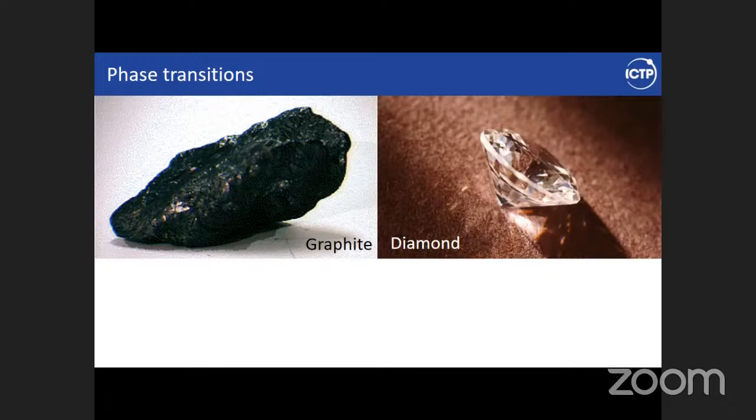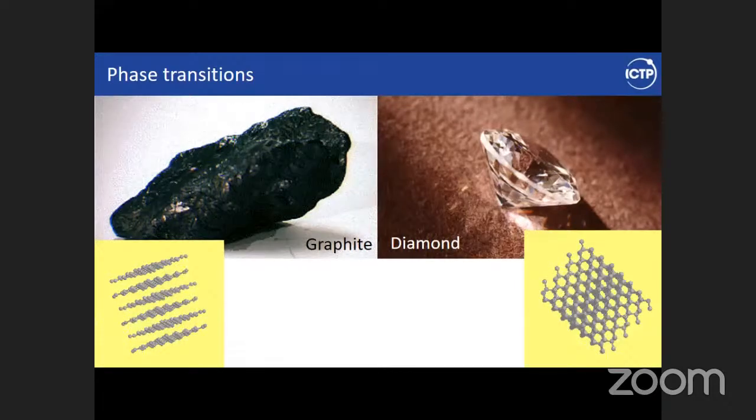I'm pretty sure you're very familiar with graphite and diamond. And I'm pretty sure you're also familiar with the fact that these are two forms of carbon, right? Graphite is characterized by this nice two-dimensional arrangement of the atoms, threefold coordination, while diamond is characterized by three-dimensional arrangement of bonds, fourfold coordination. In fact, we also know that the mechanical properties of diamonds are extremely different with respect to the mechanical properties of graphite.